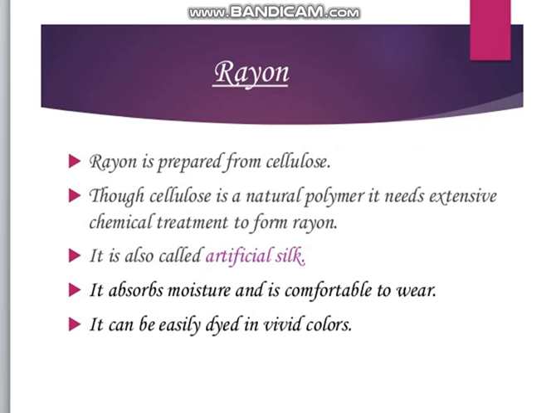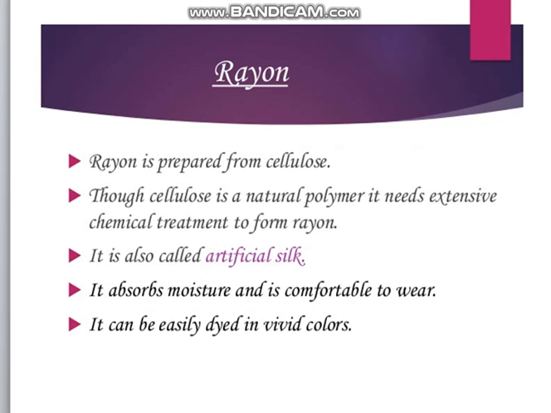Now, in the preparation of rayon, the raw material which was used is cellulose, and cellulose is a natural fiber. So basically rayon is not a fully synthetic fiber. It is a semi-synthetic fiber. Why are we saying semi-synthetic fiber? Because the raw material used for preparation of rayon was a natural fiber, not a chemical. So that's why it is a semi-synthetic fiber.